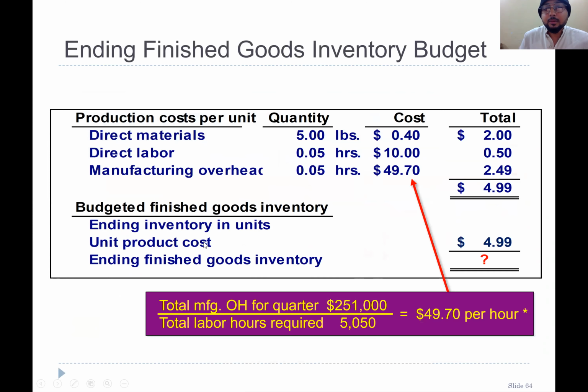And manufacturing overhead is going to be based on direct labor hours. So the rate is 49.7 and each unit requires 0.05 hours. So you multiply it by 0.05. So it costs us $4.99 to complete 1 product. So our product cost is going to be 4.99, right?